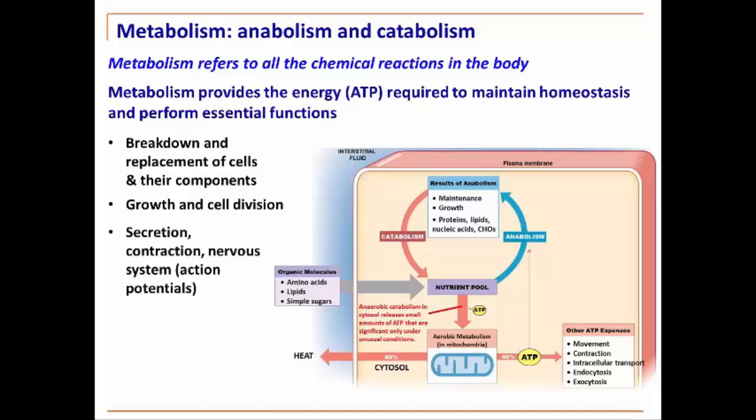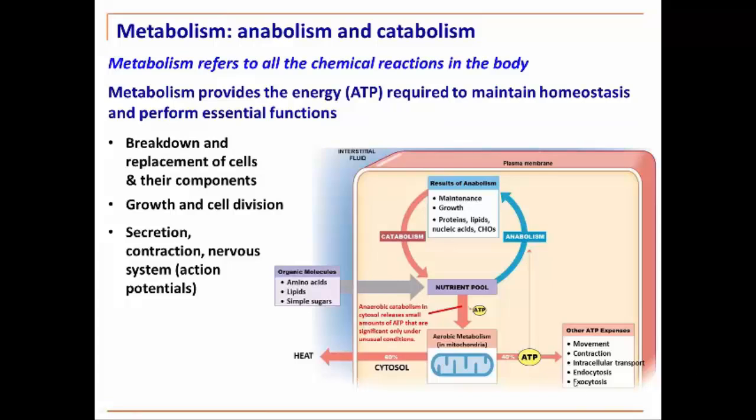And of course, the ATP is also required for other things. It's required for the secretion, various secretions within our GI tract, for example, contraction of our muscles, whether that's smooth muscle within our GI tract, for example, skeletal muscle, or our heart muscle. Also required for our nervous system, for example, the generation of action potentials. Generation of those action potentials obviously requires a lot of energy for all those sodium-potassium pumps that are available.